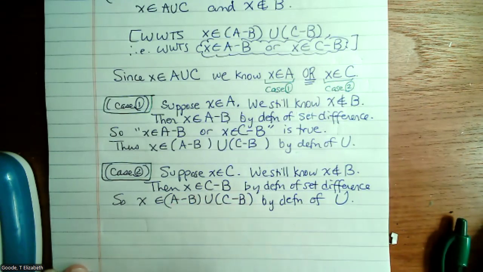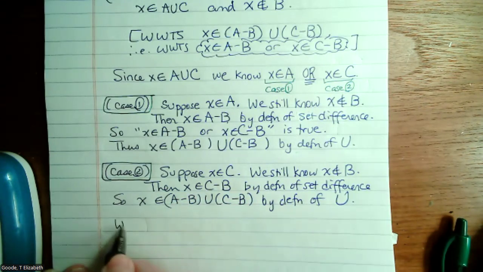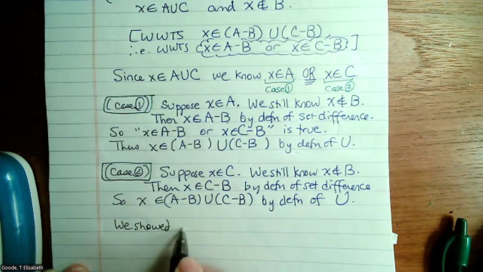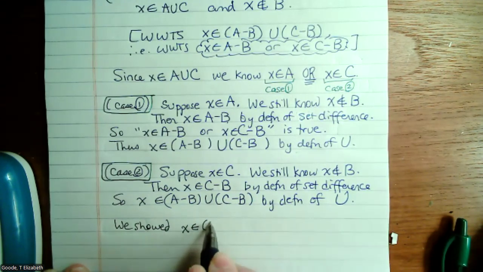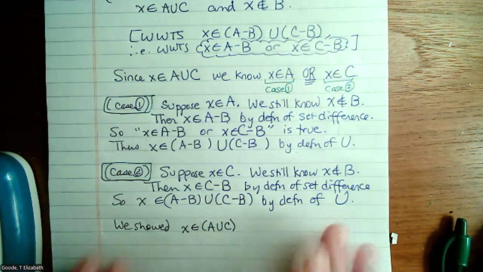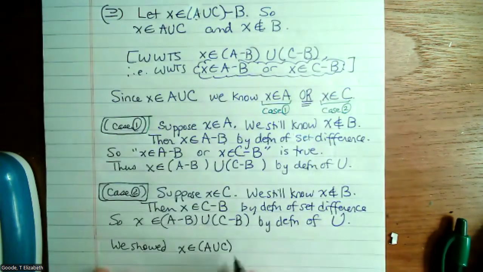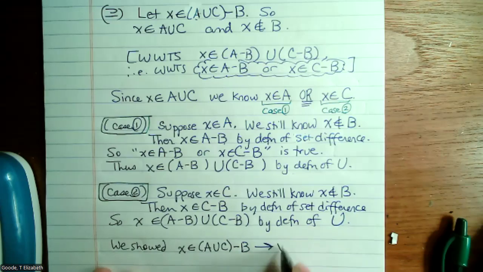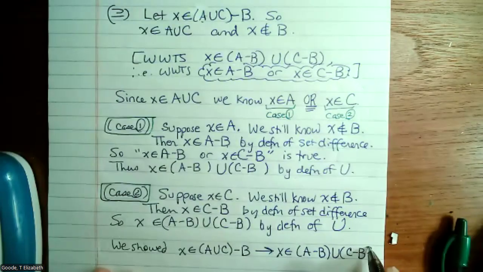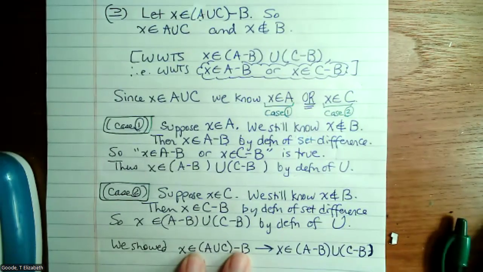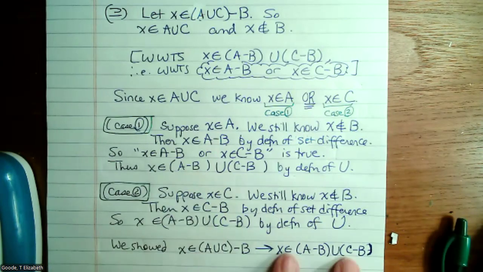Okay. So we showed that x being an element of, we started with x is an element of A union C minus B. We showed that x being in that set implies that x is an element of A minus B union C minus B, because we started with this, broke it into two cases, and in both cases we got that. So we showed that this if-then holds.